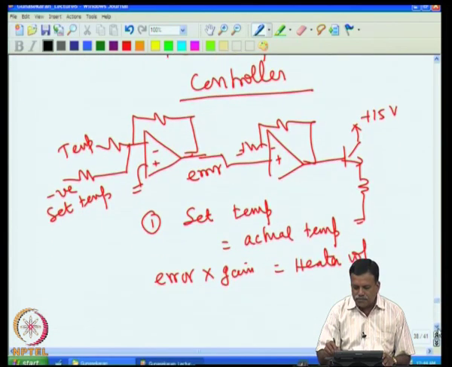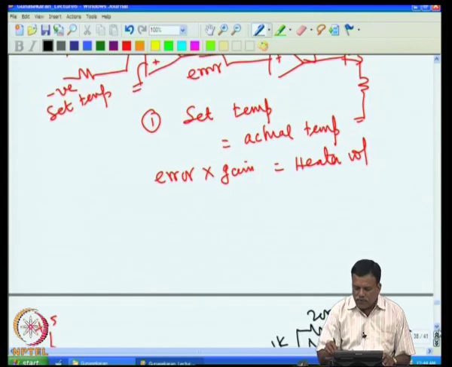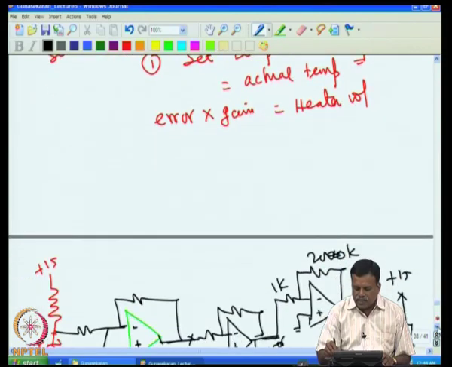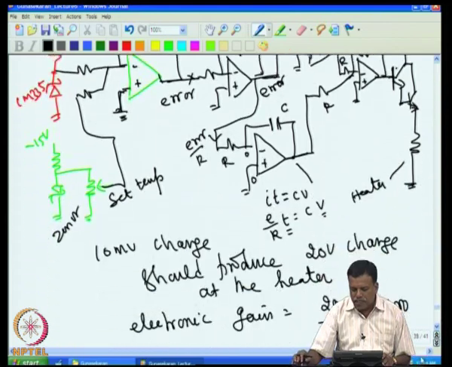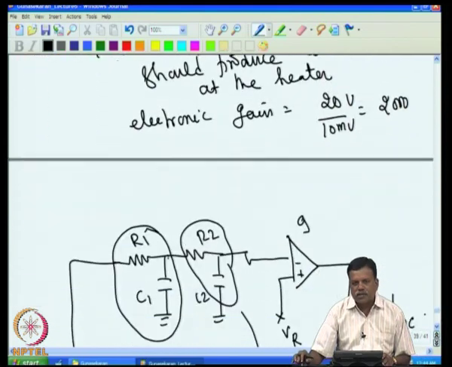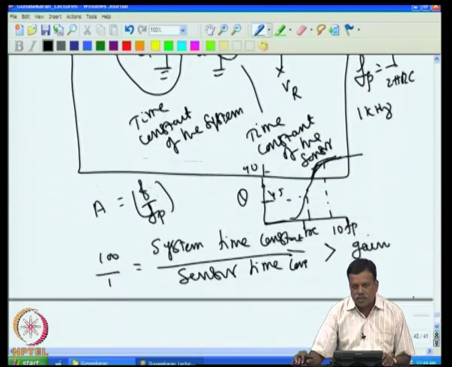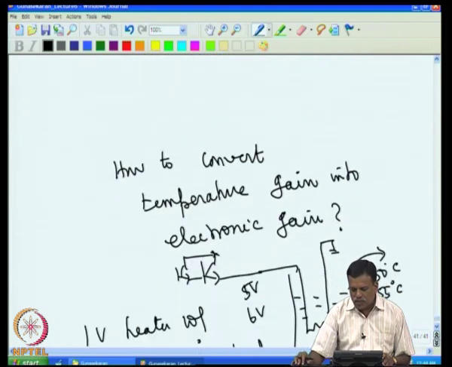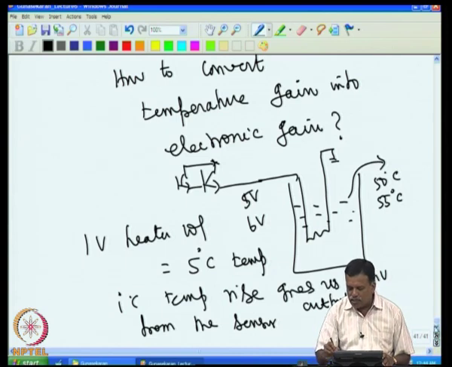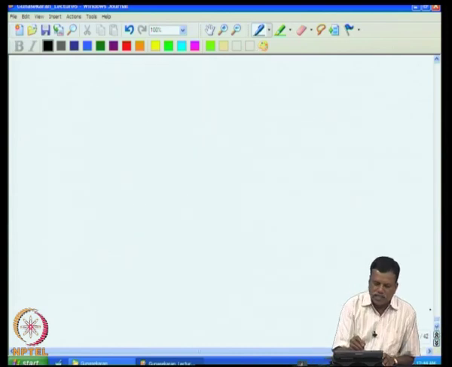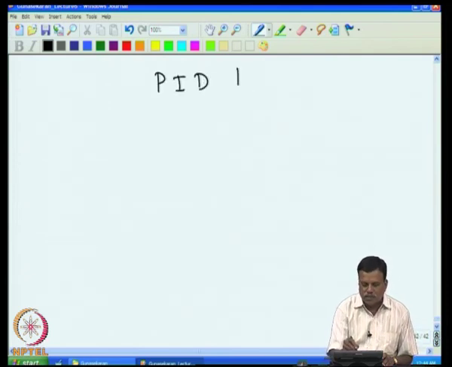Now, we see how we can add a differentiator, and what is the necessity to add a differentiator to make it a PID temperature controller, because the PID temperature controller is the workhorse in the industry. So, it is essential we try to understand how to make a PID temperature controller. So, we now see how to make a proportional integral differential, the so called PID temperature controller.